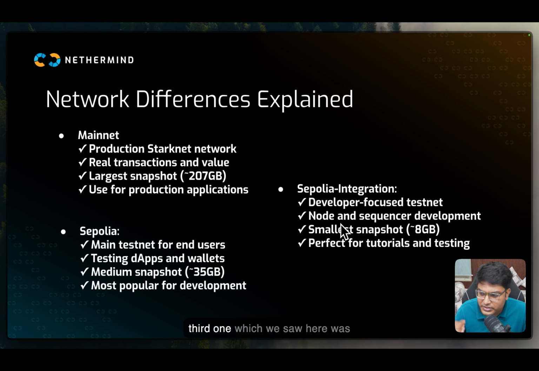And the third one, which we saw here, was Sepolia-Integration, and it is a developer-focused testnet specifically designed for people who are working on node and sequencer development. It has the smallest snapshot at around 8 GB, and it's perfect for tutorials and testing like what we are doing today. So we'll use Sepolia-Integration since it's the smallest and downloads the fastest. But remember, the process is exactly the same for these two other networks.